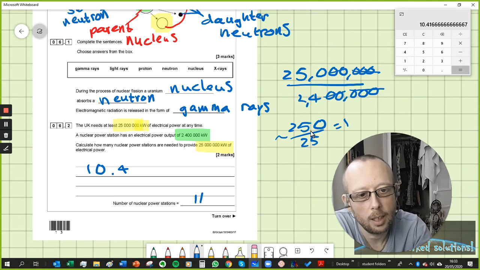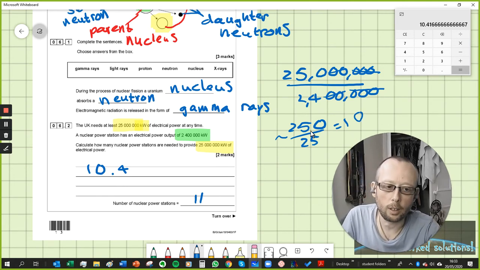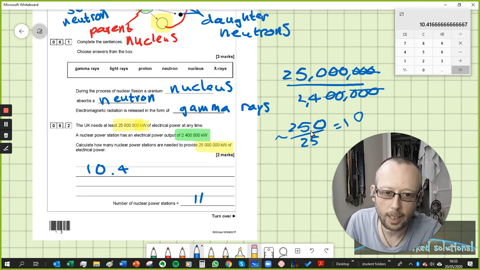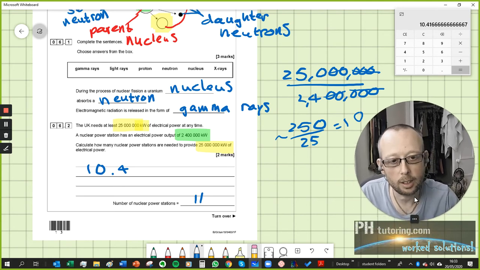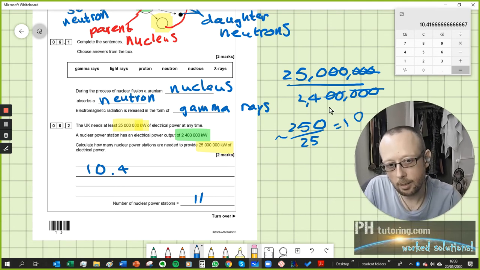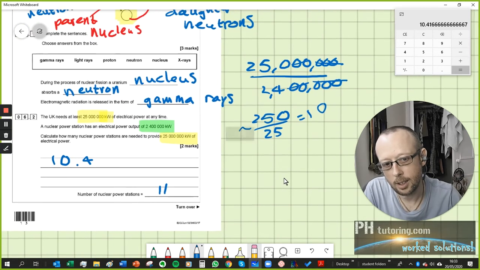So you have to do some of these calculations in your head sometimes. You could just do it in the calculator and I got the right answer, but if I'd done something wrong, but I had done that sum in my head, then I would be able to get an idea of whether or not I'd done it right.